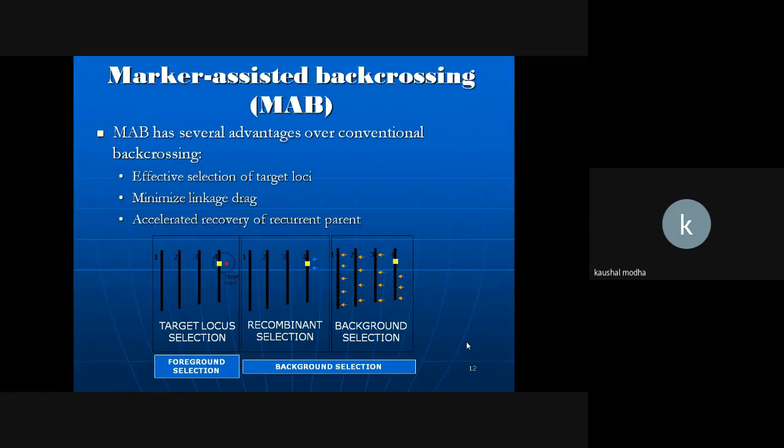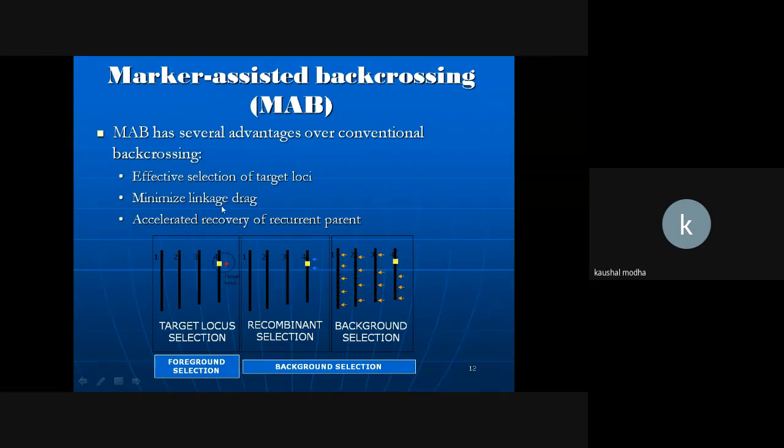Over conventional backcrosses, marker-assisted backcrossing has certain advantages. There is an effective selection of the target locus. By utilizing a tightly linked marker to the target locus, we can effectively select the target locus because we are directly dealing with the DNA, the actual cause of the variation of the phenotype, which may be resistance to disease or abiotic stress or any other trait. That component is called foreground selection. When you select the target gene in the backcross progenies by utilizing a tightly linked marker to the target locus, it is called foreground selection.